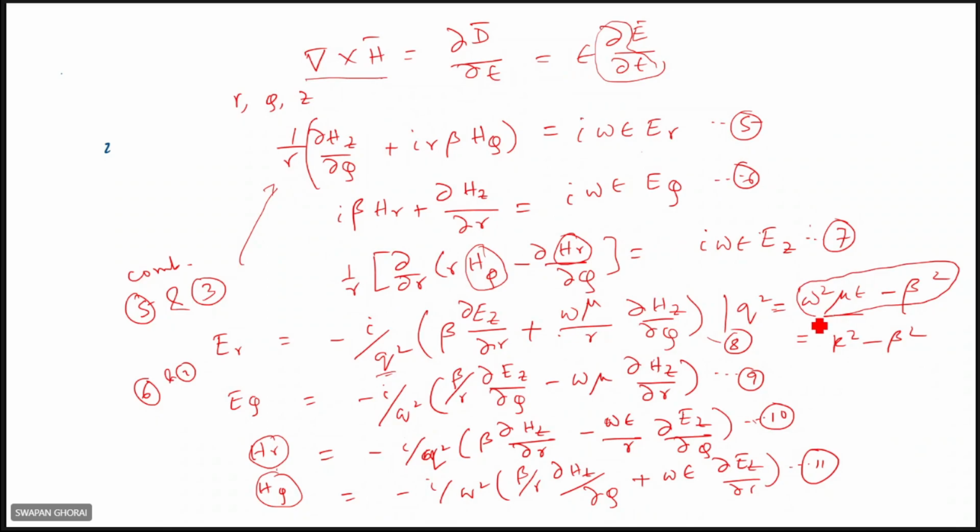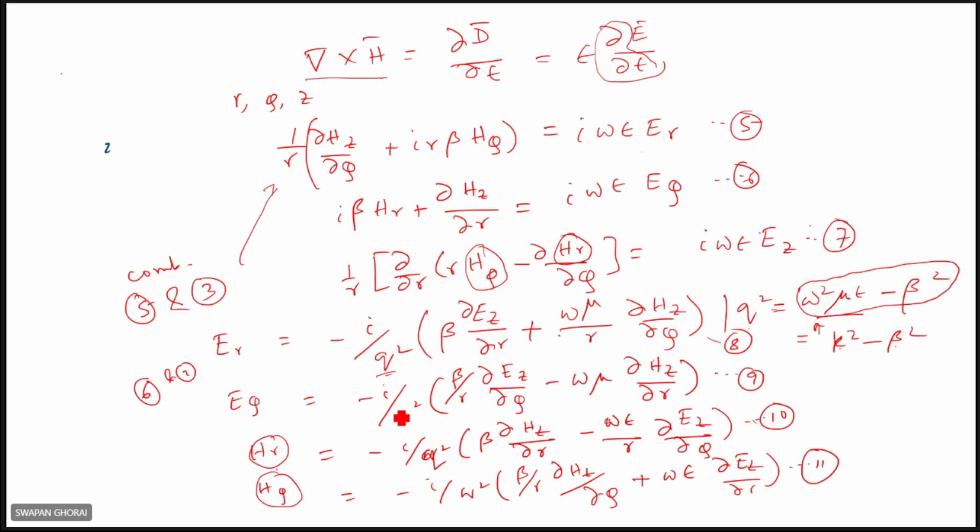So for simplicity, we are using this notation. Omega squared mu epsilon is actually k squared, capital K squared. That is also a propagation constant. So q squared is nothing but k squared minus beta squared. What is k squared? That is omega squared mu epsilon. These things are there in electromagnetic theory. It is nothing new. So in terms of Ez and Hz, we are getting Er equal to minus i by q squared.